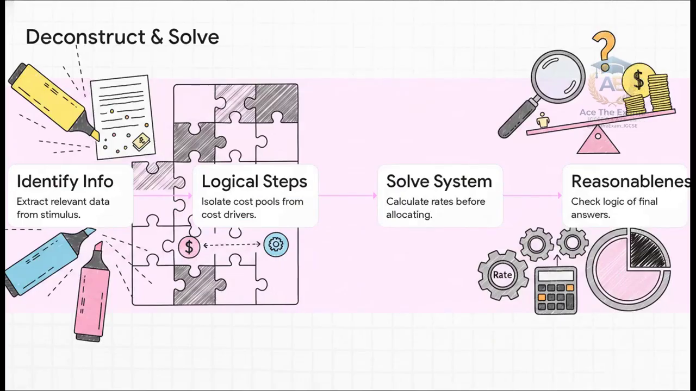Enter the standardized 4-step sequence. This is the 3-step question scan expanded into a full procedural framework. First, identify the given information. Highlighters are literally your best friend here. Isolate the constraints in the prompt immediately. Second, break the problem into logical steps. You need to untangle the cost pools from the cost drivers before you do any math. Third, solve systematically. Calculate your cost driver rate first before you try to allocate the total overhead.